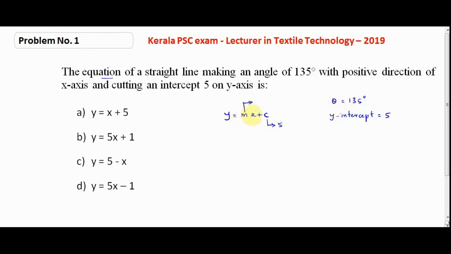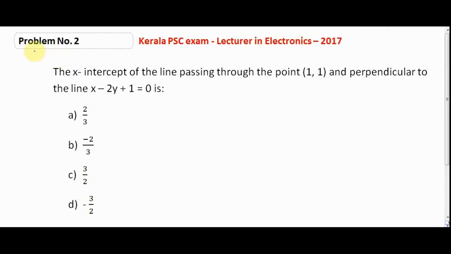The slope value m will be equal to tan theta, and theta is 135 degree, so m will be equal to tan 135 degree, and tan 135 degree is minus 1. So the equation of the line will be y equal to minus 1 into x, that is minus x plus 5. So here the right answer is given by option C, y equal to 5 minus x. Now let's move on to problem number 2.